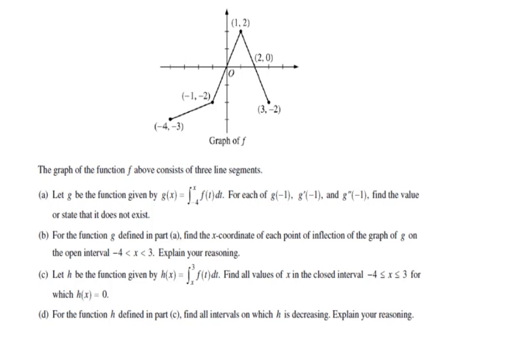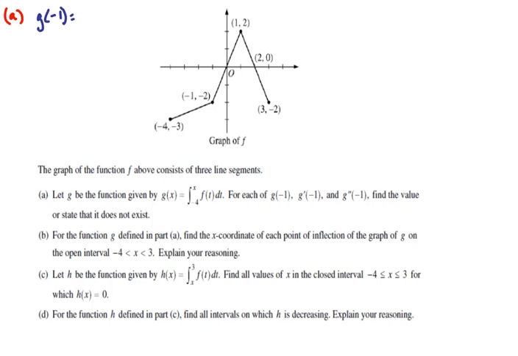In the next problem we have a graph of f, and it consists of 3 line segments, and g is going to be the function given by g of x is equal to the integral from -4 to x of f of t dt. So we want to find the value of g of -1, g prime of -1, and g prime prime of -1, or state that they don't exist.